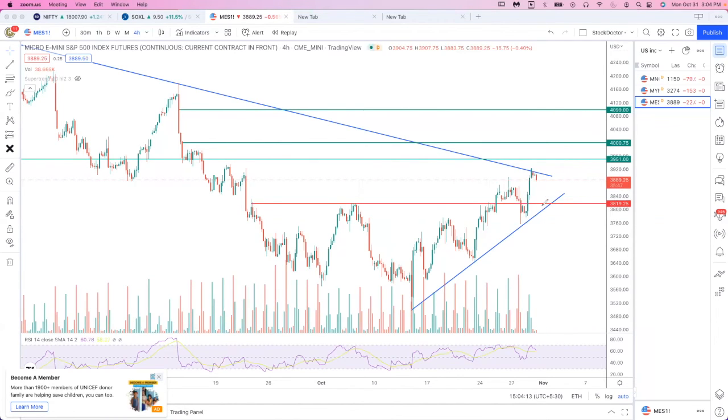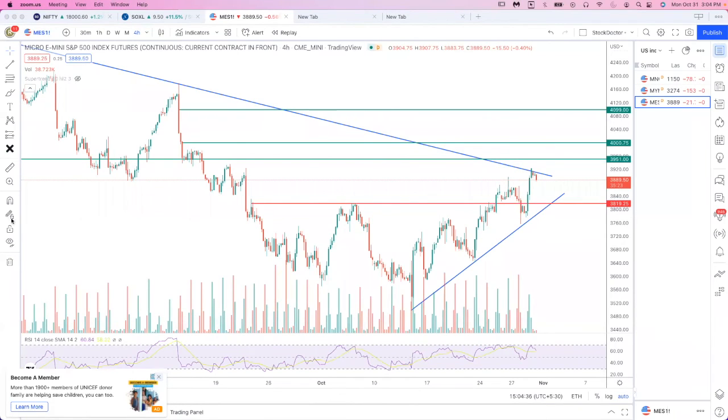But if it starts trading below 3800, then the first target is 3720, and the second target is around 3650. These are the two targets I am looking for: 3720 and 3650. These are the downside targets for the S&P 500.